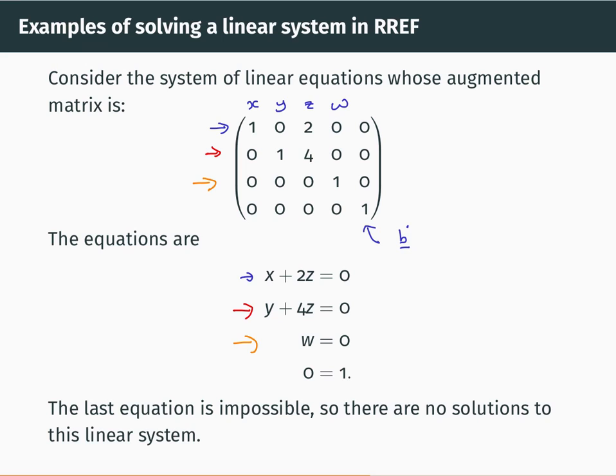And finally, looking at row 4, it says 0 times x plus 0 times y plus 0 times z plus 0 times w is equal to 1. That's a problem because it says 0 equals 1. Well, it's not a problem. What it's telling us is that the system of linear equations has no solutions. The last equation is impossible, so there are no solutions to this linear system.